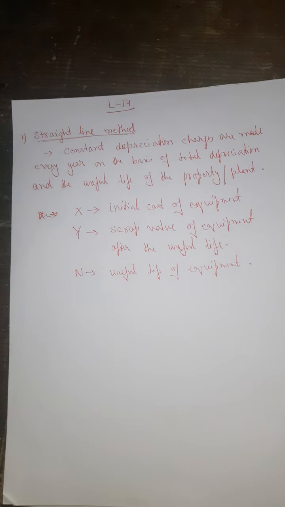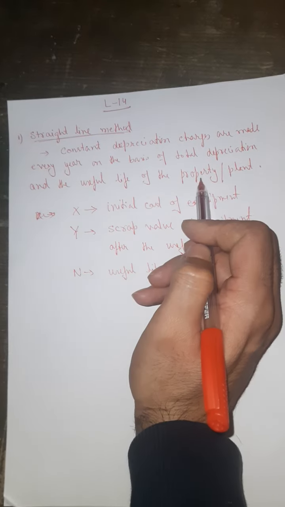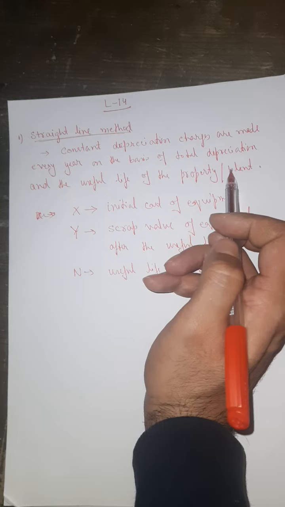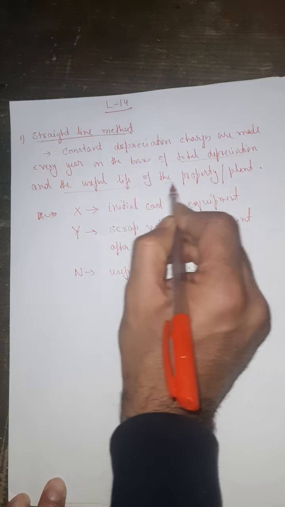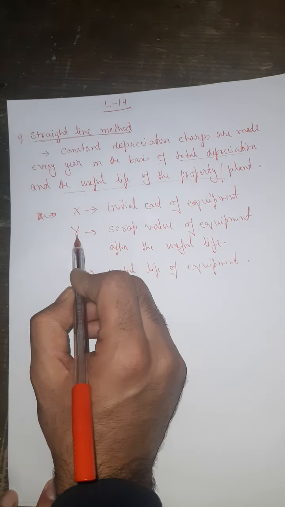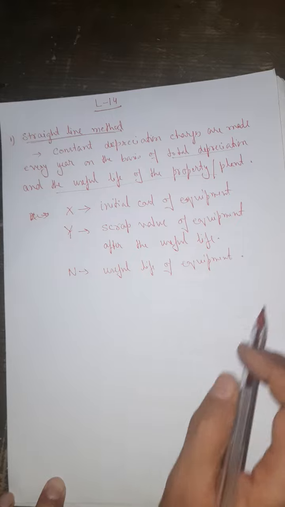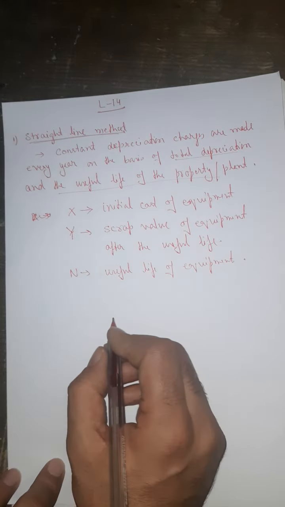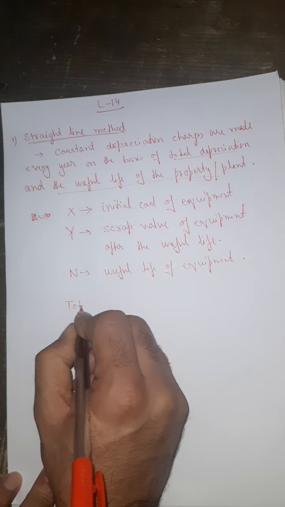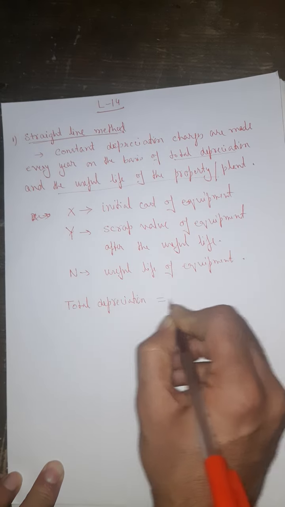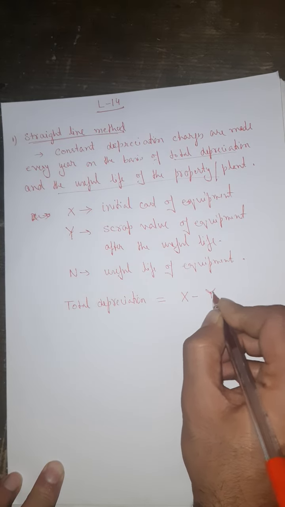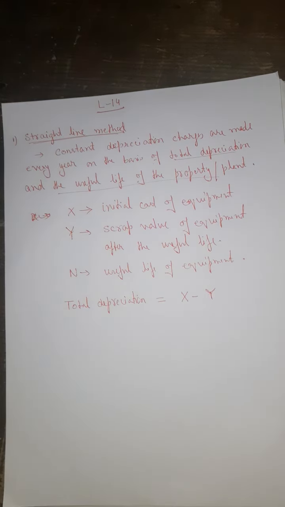So how do we make this depreciation? Constant depreciation charges are made every year on the basis of total depreciation and the useful life of the property or plant. So what is total depreciation? If X is the initial cost and Y is the scrap value of the equipment after the useful life, then total depreciation should be equal to initial cost minus scrap value. So this is your total depreciation.